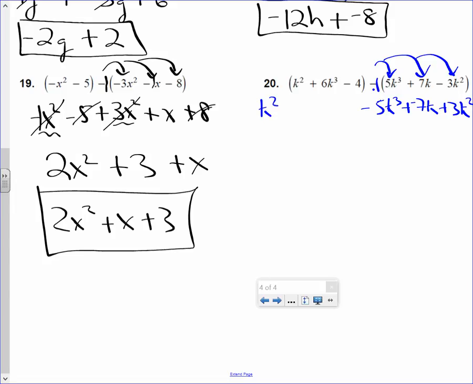k squared plus 6k to the third minus 4. Now we're going to combine like terms. One k squared, 3k squared makes 4k squared. Cool. I'll cross them out.